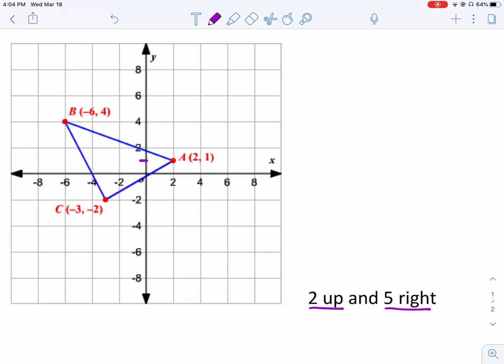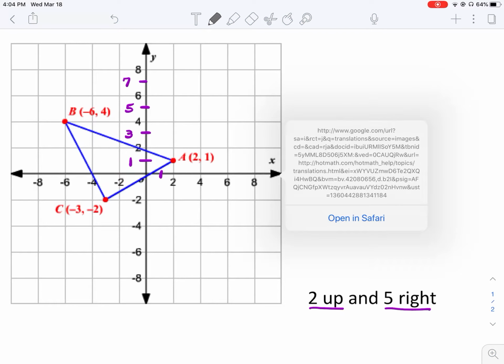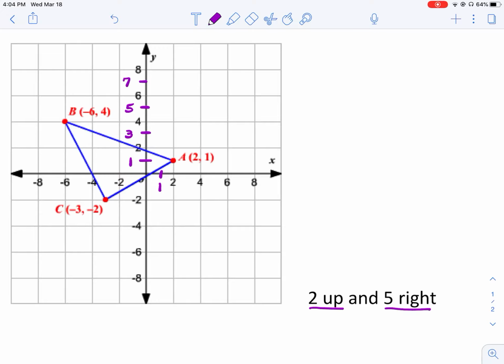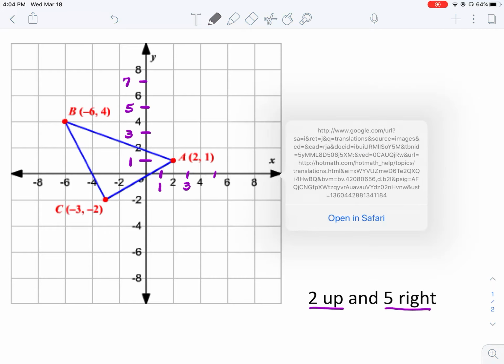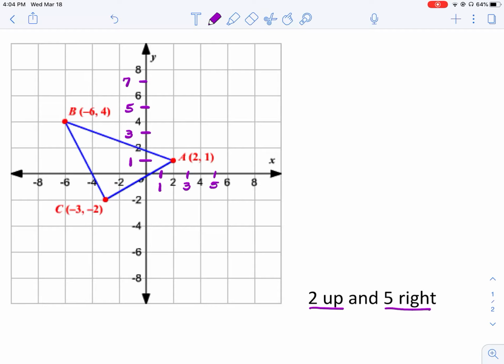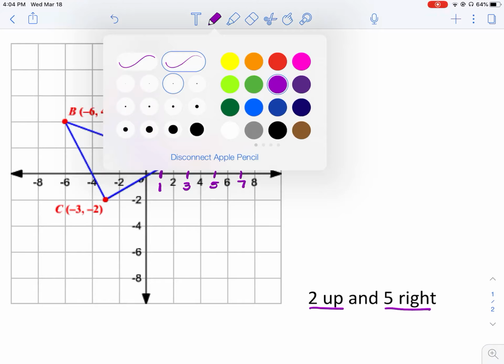So if we want, we're going to put a 1, 3, 5, 7, so we make sure we have all that. And I'll even do it this way. 1, 3, 5, and 7. Okay, and I'm going to move, as it says, 2 up and 5 to the right. So watch me as I move it 2 up and 5 to the right.